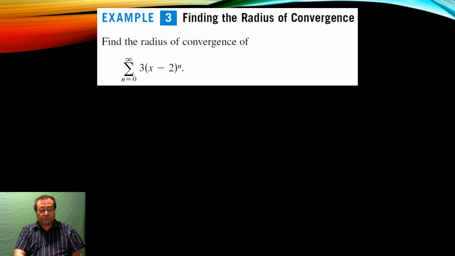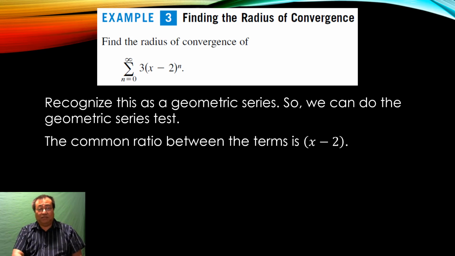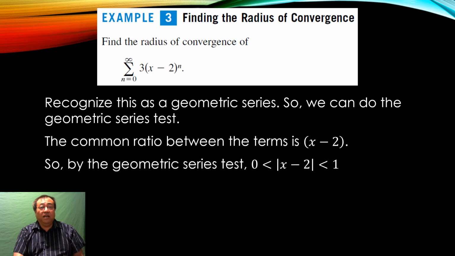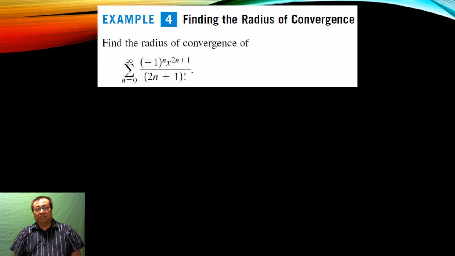Let's look at this one. I didn't follow the book here, and I probably should have. I saw that as a geometric series, so I did the geometric series test, because the common ratio is x minus 2. This is x minus 2 to the 0, x minus 2 to the first, x minus 2 to the second, and so on. And by the geometric series test, that has to be less than 1. Well, that's the radius of convergence, 1. That's it, radius of convergence 1.